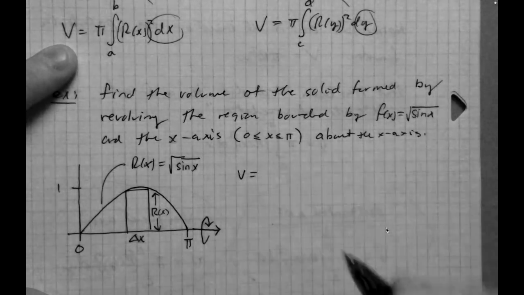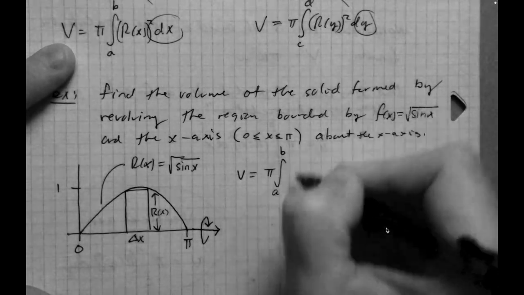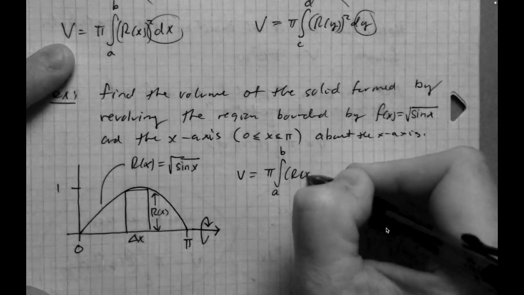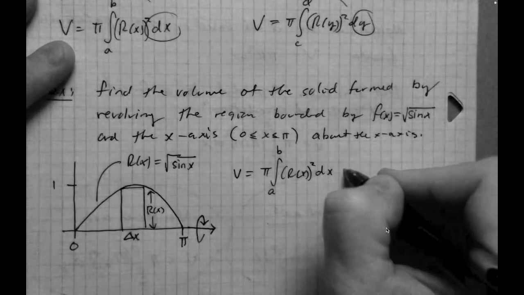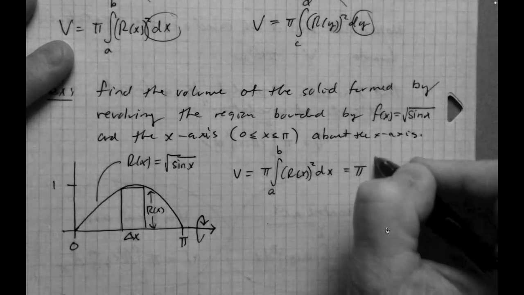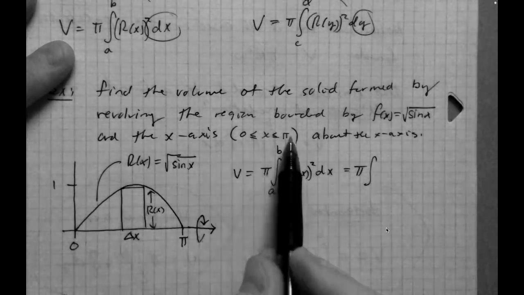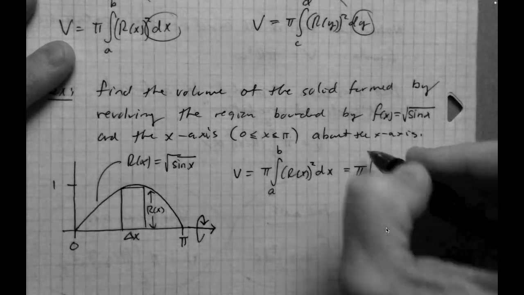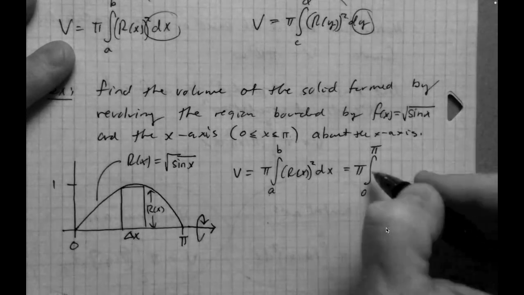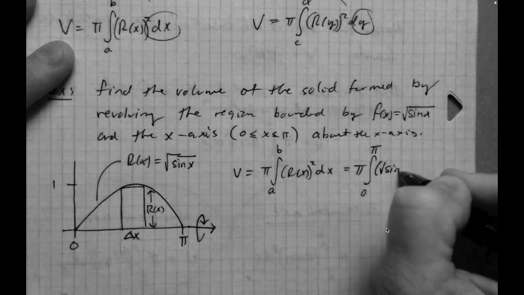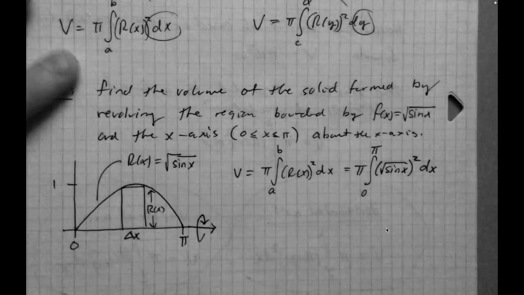So the volume would be equal to, let's write the formula out, pi times the integral from a to b of r of x squared dx. Just plug in all of our things here. We've got pi, and now the integral will go from a to b, which in this case is 0 up to pi. And r is just the square root of sine x, and we're going to square that and integrate with respect to x.